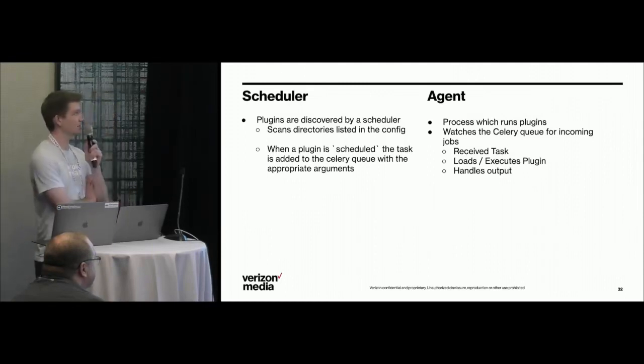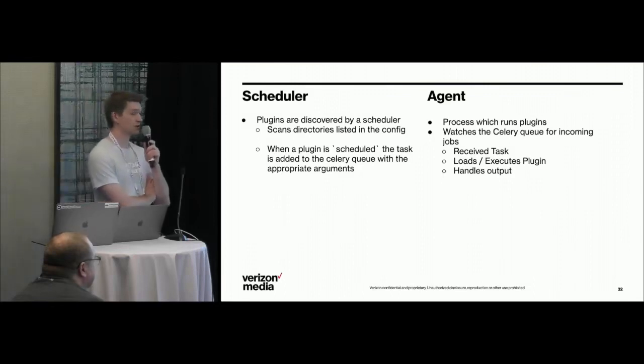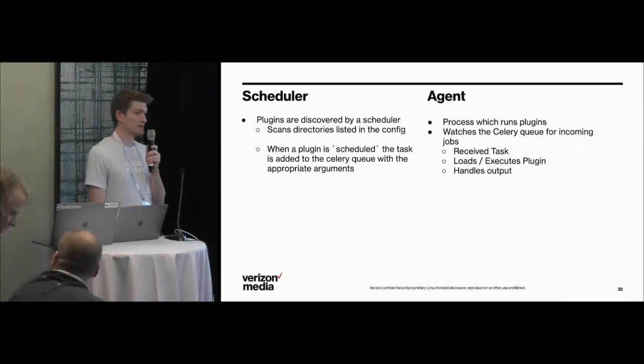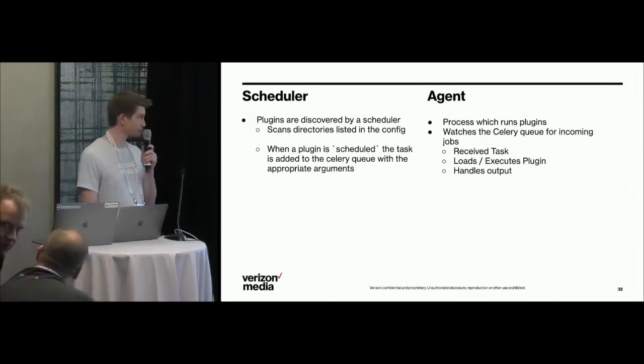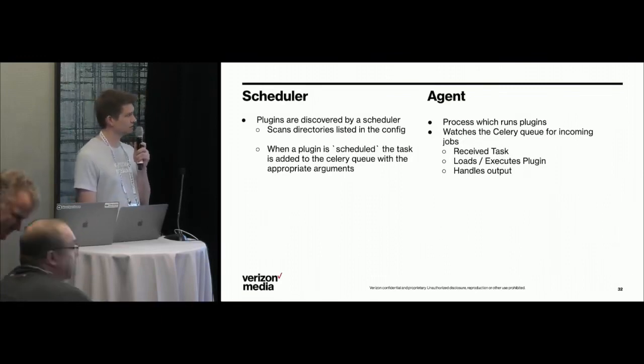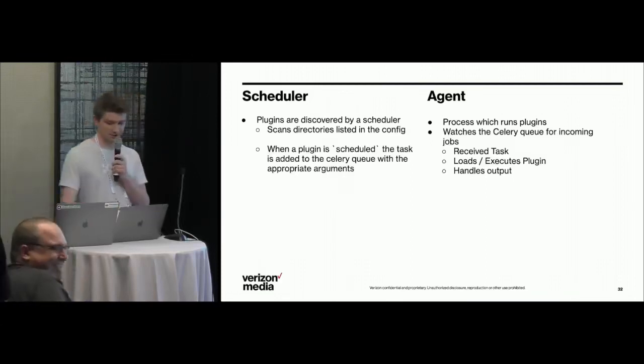And then we have the agent. We can spin up as many of these as we'd like across any number of hosts. These are processes that run plugins, and agents can load any plugins. They can run any plugin assigned to it. So it's very generic. It will watch the Celery queue for incoming jobs. It constantly asks, do you have work for me? The second there is work, it receives a task and goes into a busy state. It'll load the plugin, execute it, and then handle the output accordingly. And a few slides down, I'll be going into a step-by-step walkthrough of exactly what the agent does.